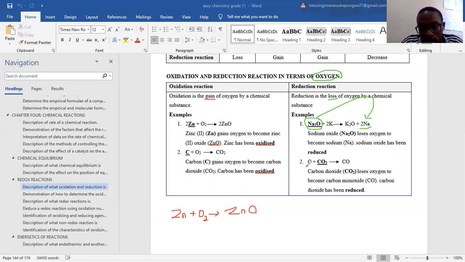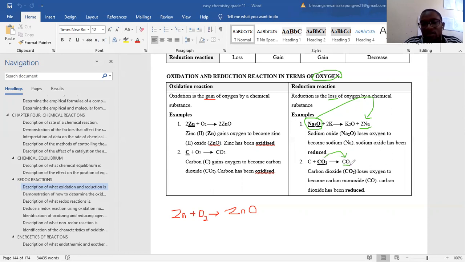Another example is carbon reacting with carbon dioxide. This is a reaction that we see happening in the extraction of iron in the blast furnace. Carbon dioxide is losing its oxygen to become carbon monoxide.